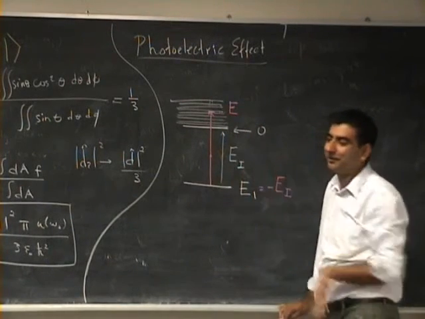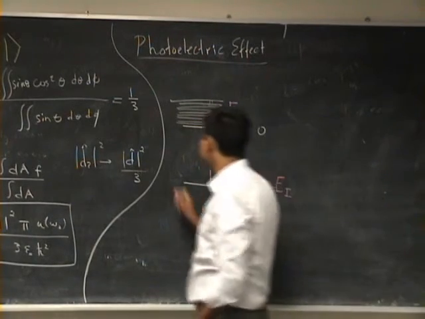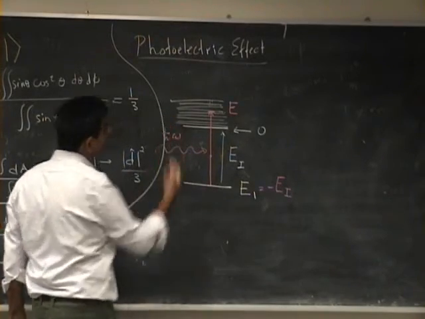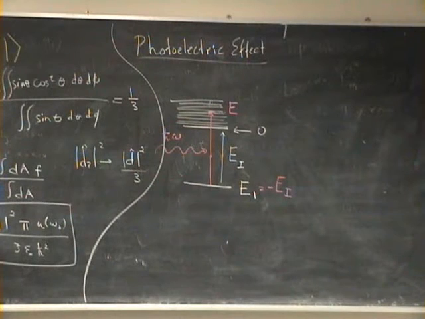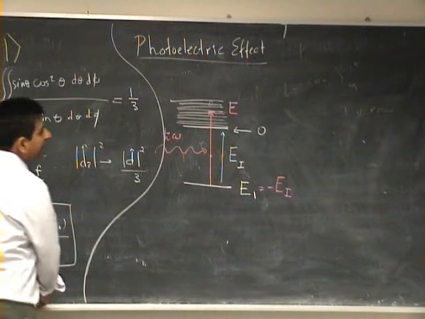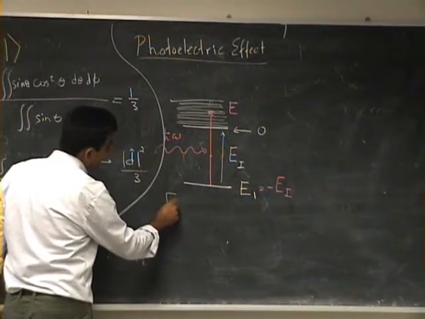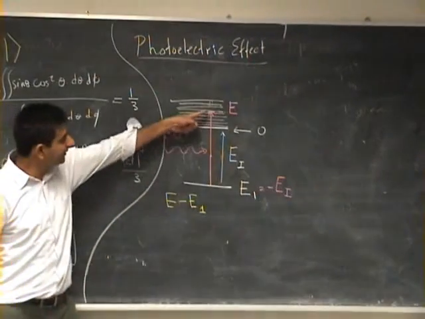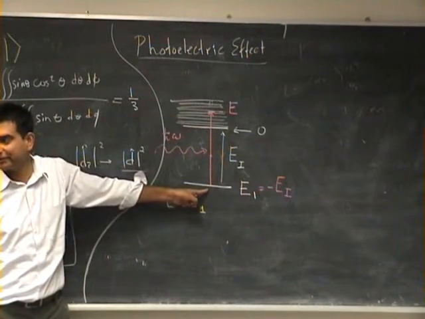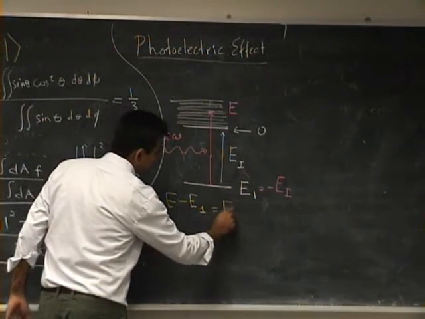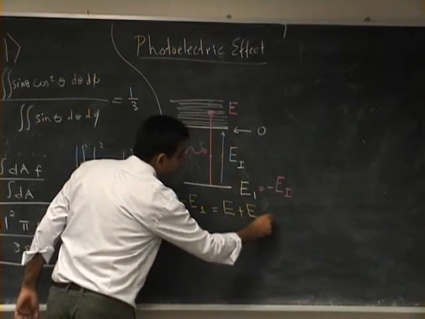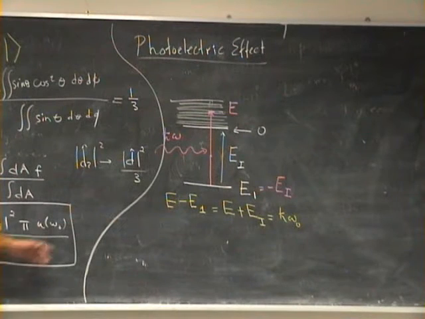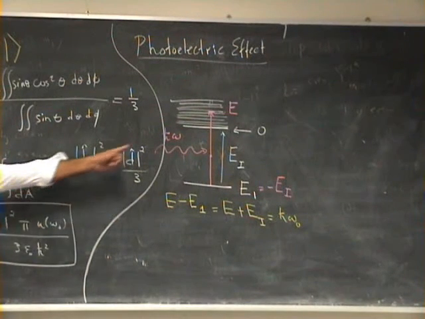I want to find the probability of making this transition, and my incoming light has some frequency omega. E minus E1, the difference between the initial and the final energy levels, is E plus capital EI, which is h bar omega naught, the resonant frequency, and the incoming light has frequency h bar omega.